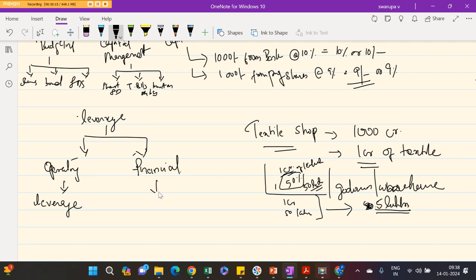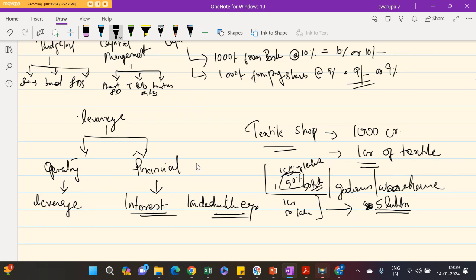Now, what is financial leverage? Financial leverage is interest. Interest is a tax deductible expense. You might have seen in the P&L, interest comes before profit. It is a tax deductible expense. Whereas dividend comes after profit, after tax, after PAT. Only the dividend is mentioned. Dividend is not a tax deductible expense, whereas interest is a tax deductible expense.